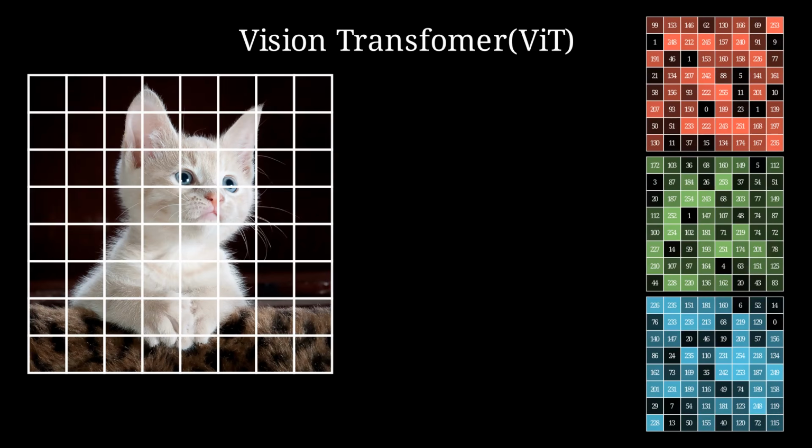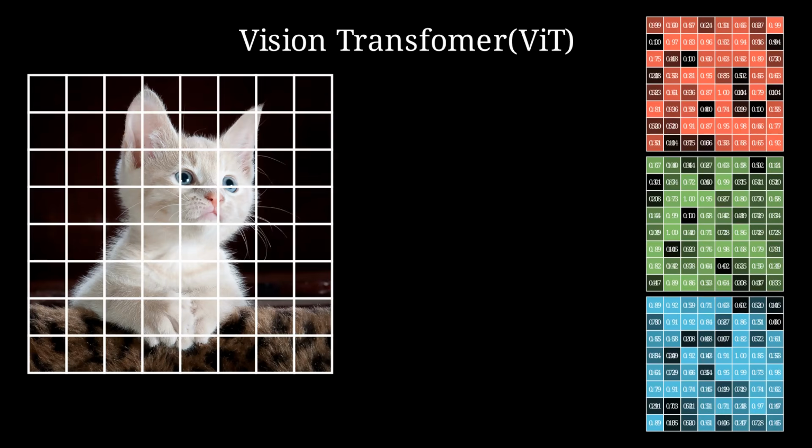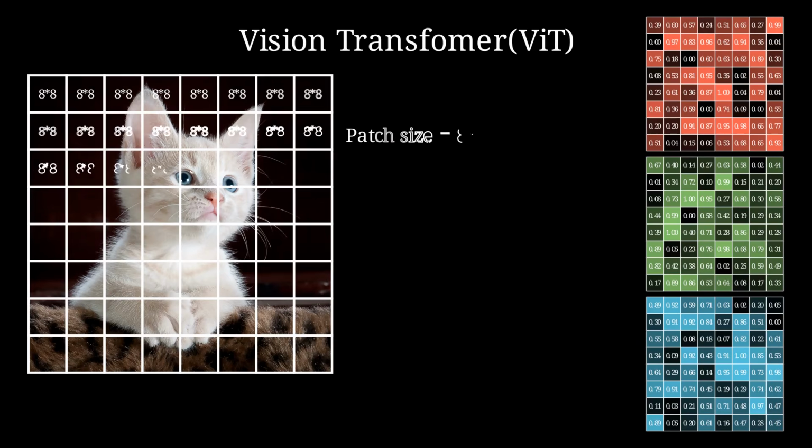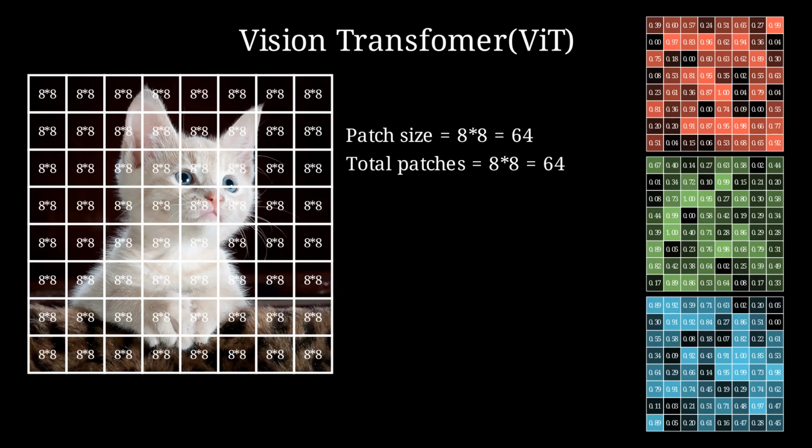The problem with these patches is that the pixel values range from 0 to 255. We simply normalize these values, and now the input image is ready to be fed into the vision transformer. Remember, here we are using a patch size of 8 by 8, with a total of 64 patches for clear visualization. However, in the actual vision transformer paper, their patch size is 16 times 16.